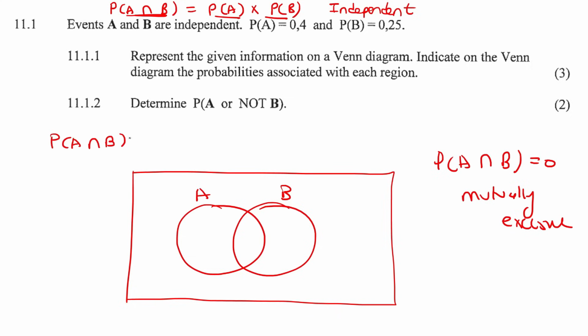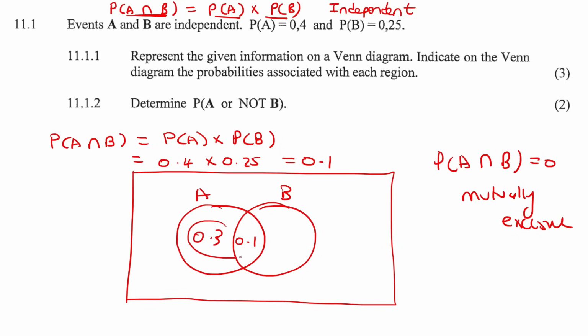So, what I would say we should do first is they told us that probability of A and B, because they are independent, we can multiply them, which is going to be 0.4 multiplied by 0.25, which is going to be 0.1. So that means this part is 0.1. That then means this part is 0.3, so that A is 0.4 in total. And then this would be 0.15, so that B is 0.25 in total. Now, we can add these 3 things together, and that would give us 0.55.